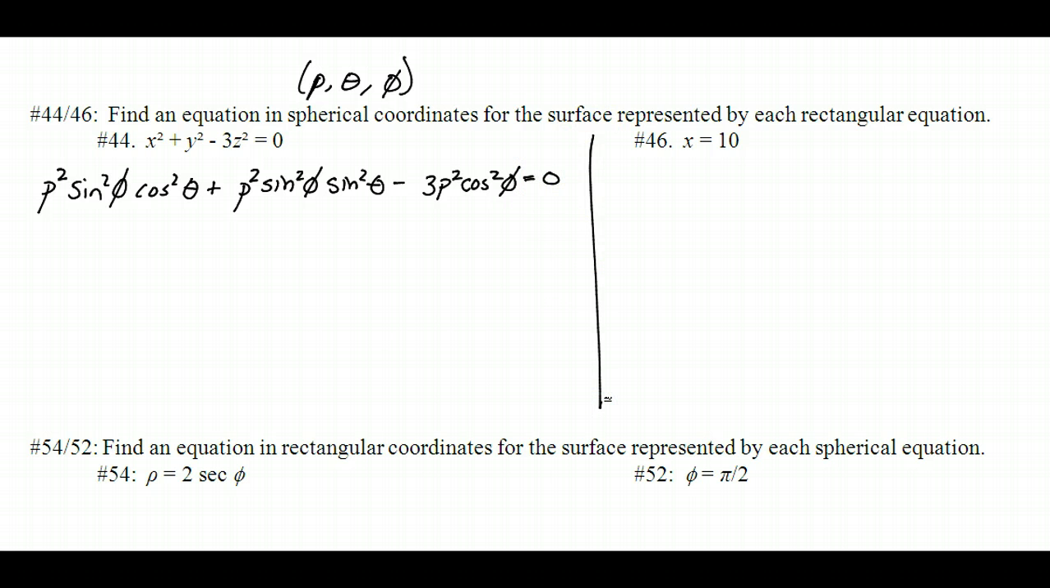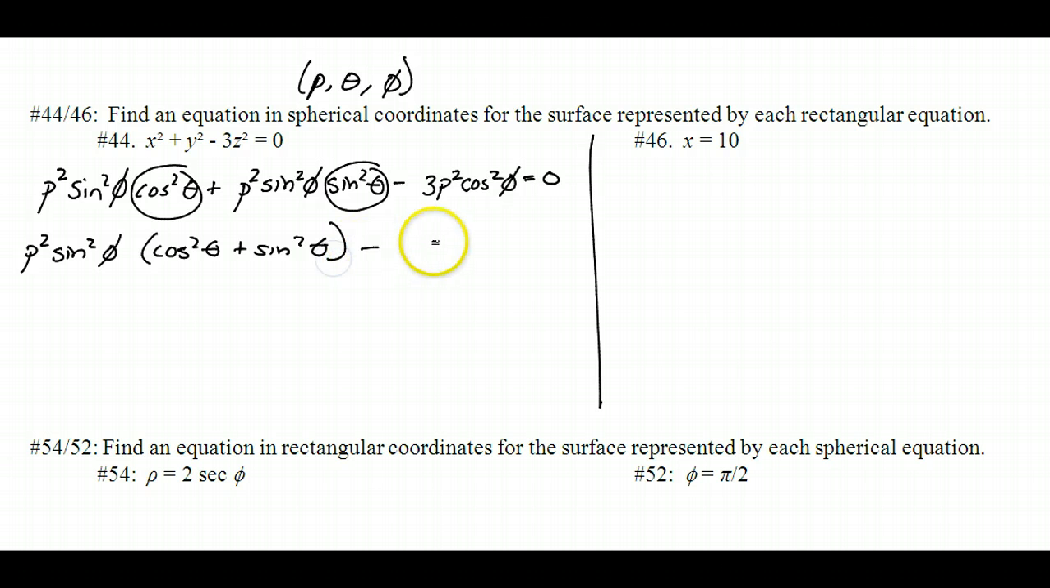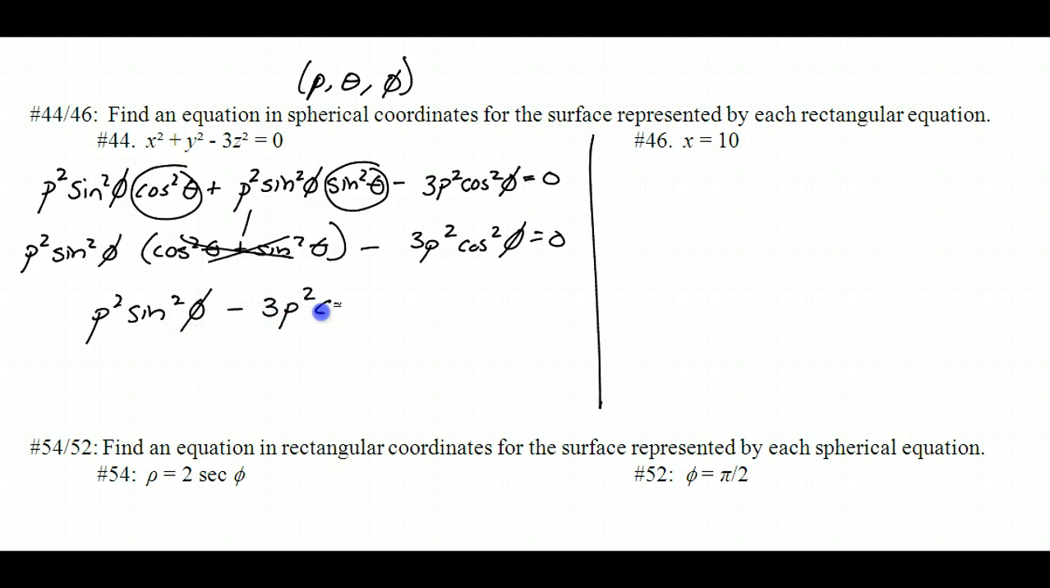So really, really ugly. Yeah, absolutely it is. Here we have the cosine squared and sine squared, and obviously we could factor out rho squared times sine squared phi. Then we're left with cosine squared theta plus sine squared theta. And then we have minus 3 rho squared cosine squared phi equals 0. Well, this is obviously 1, which does clean up a little bit. Gets rid of some stuff, I guess. And then minus 3 rho squared cosine squared phi equals 0.